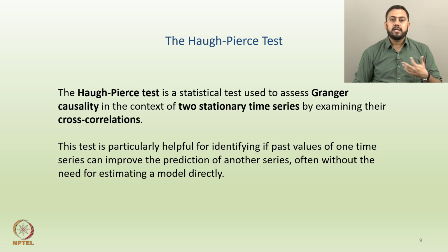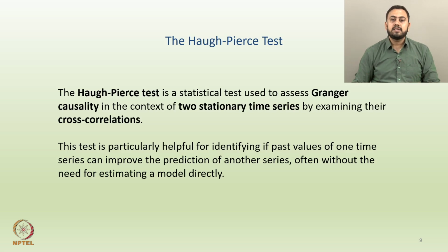Now, how do you test for Granger causality? Now that we have developed a few ideas about what Granger causality means, and a few extensions of it, the first test is called the Haw-Pearce test. Again, this is a very famous test for checking for Granger causality.